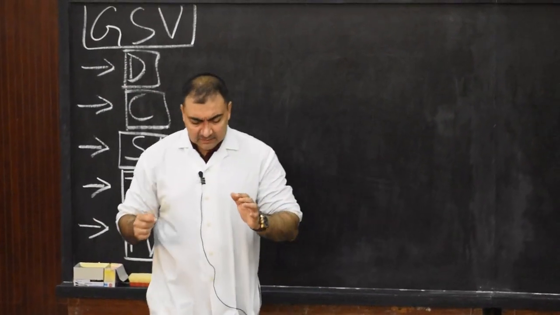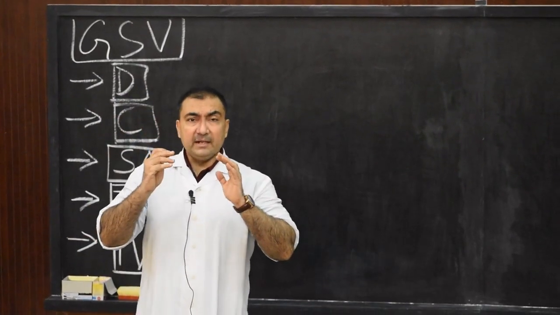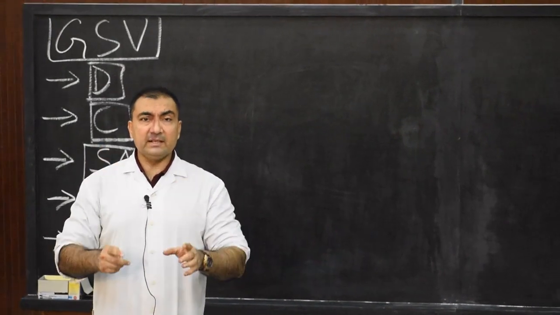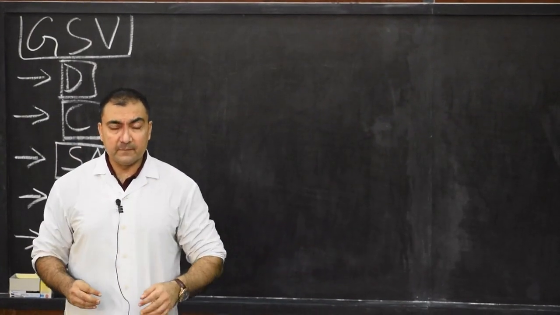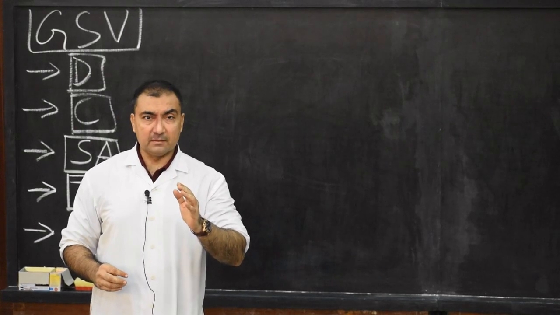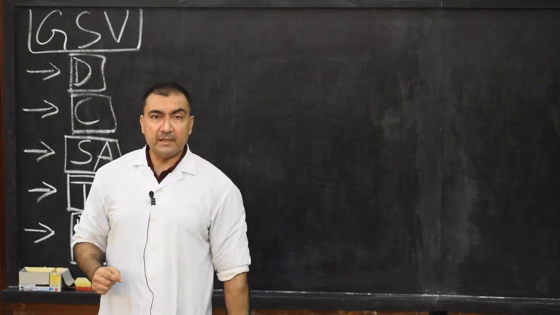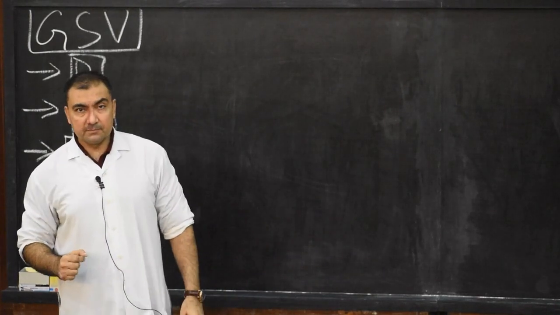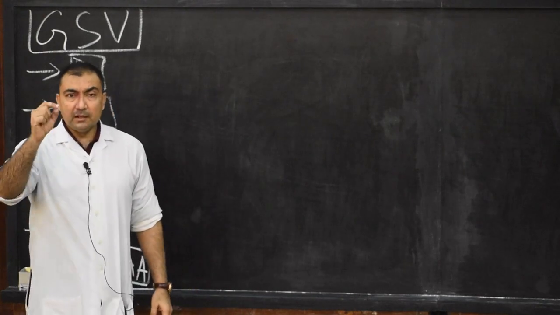Please mark. The great saphenous vein is the longest vein of the human body, and also the great saphenous vein is the preaxial vein of the lower limb. This is the definition. Now the course.